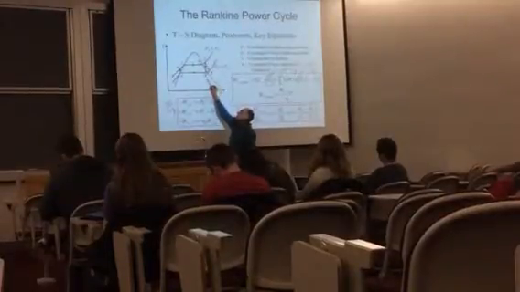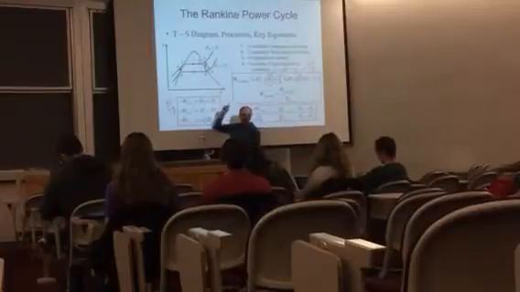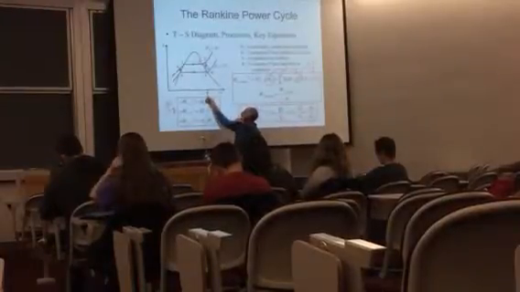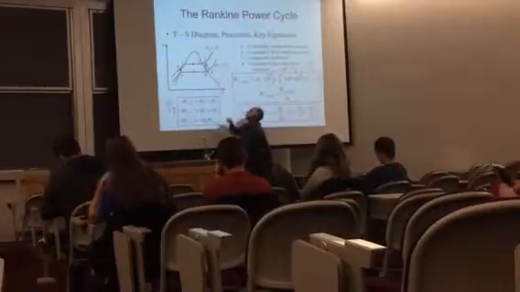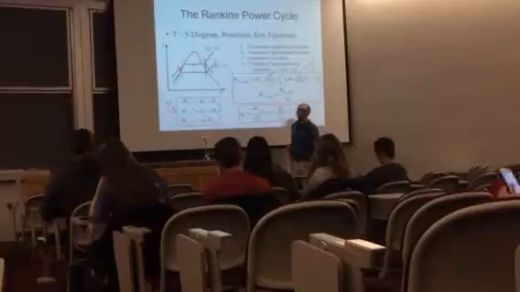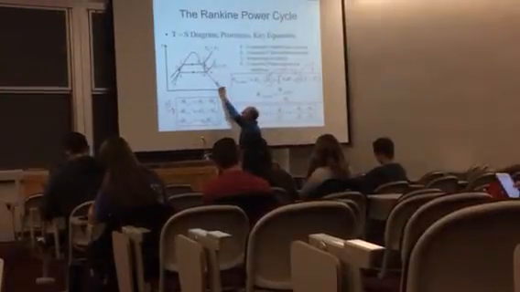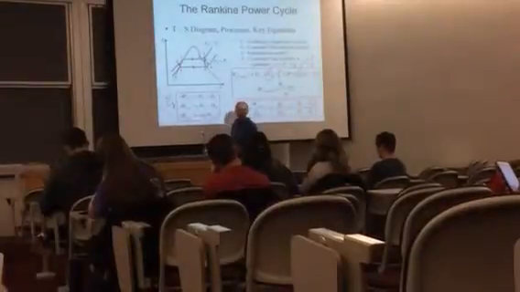Notice that going from 3 to 4 prime is a vertical line corresponding to no change in entropy. And the actual turbine going from 3 to 4 shows an increase in entropy, but the exit is still on this constant pressure line, P4 equal P5.